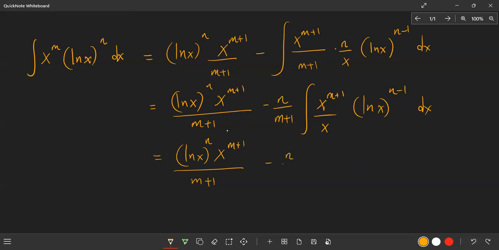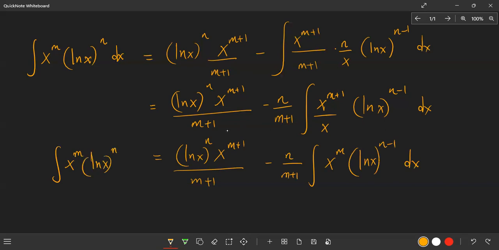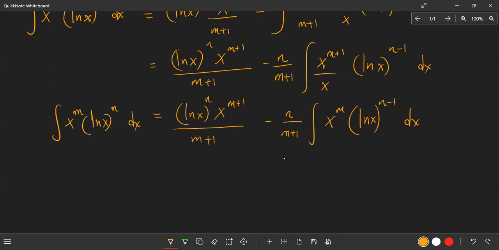So we have n over m plus 1. This just simplifies to x to the power m, and then we have natural log of x raised to power n minus 1 dx. Okay, so this is what you have now as our reduction formula. This is what we have as our reduction formula. Any question?